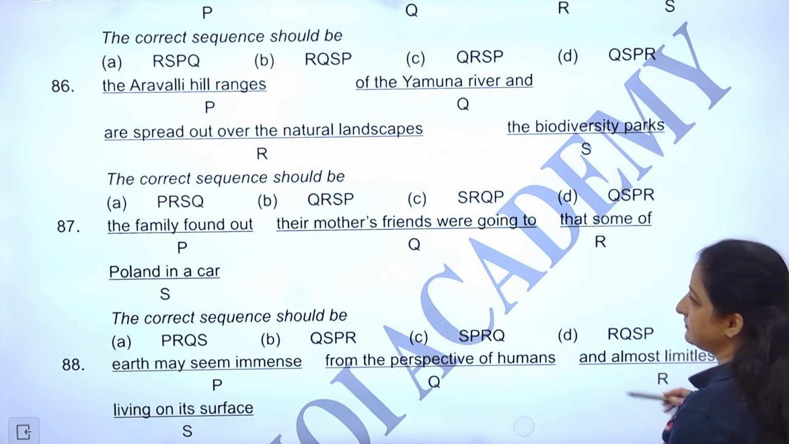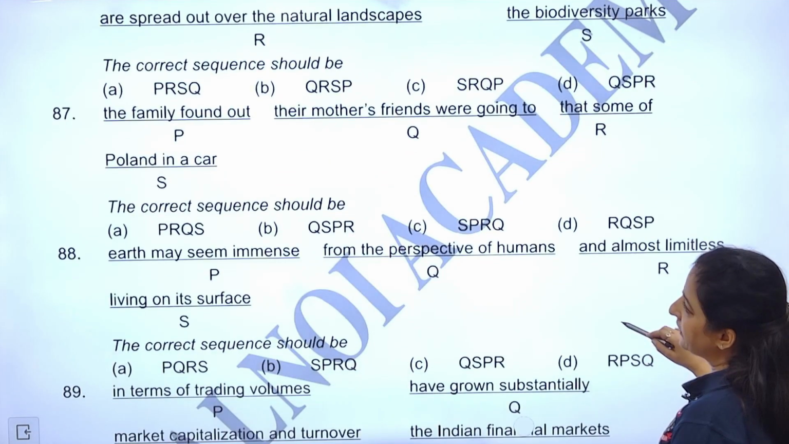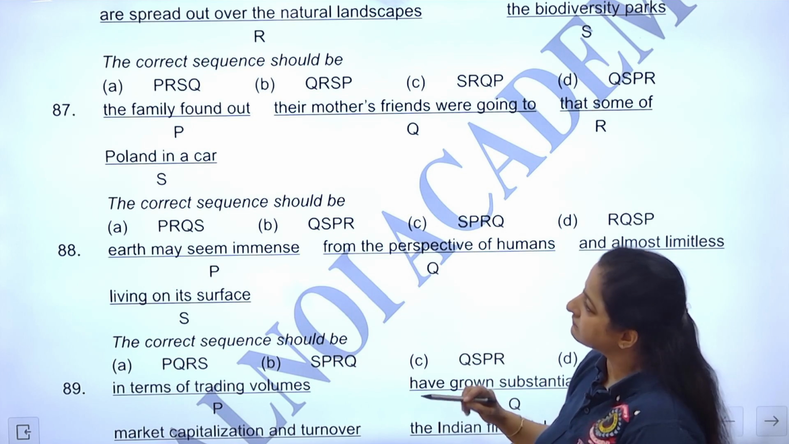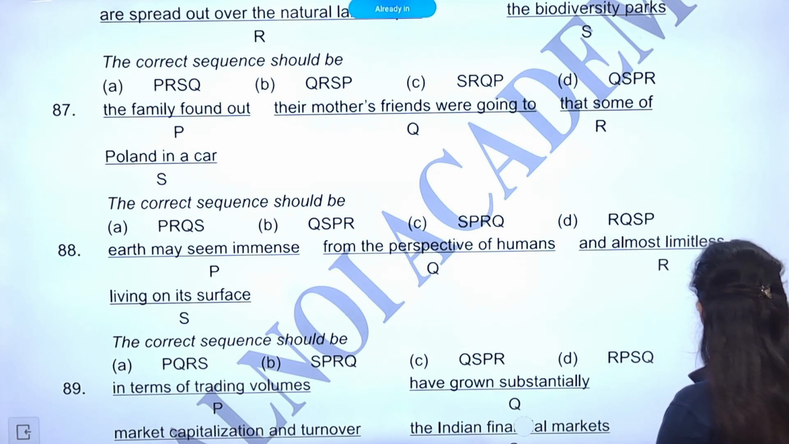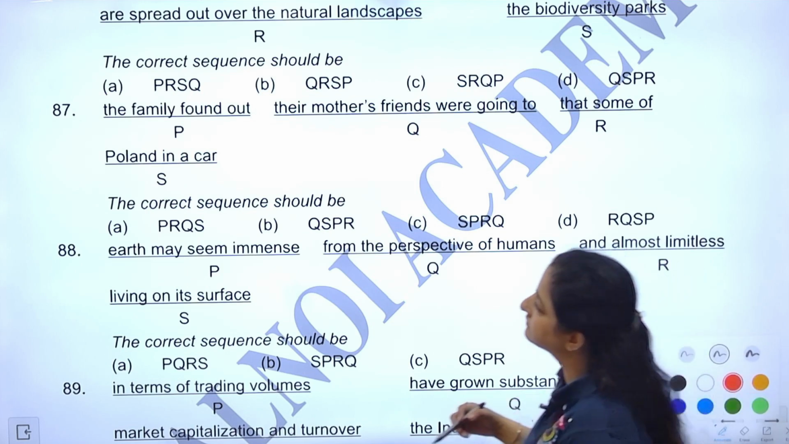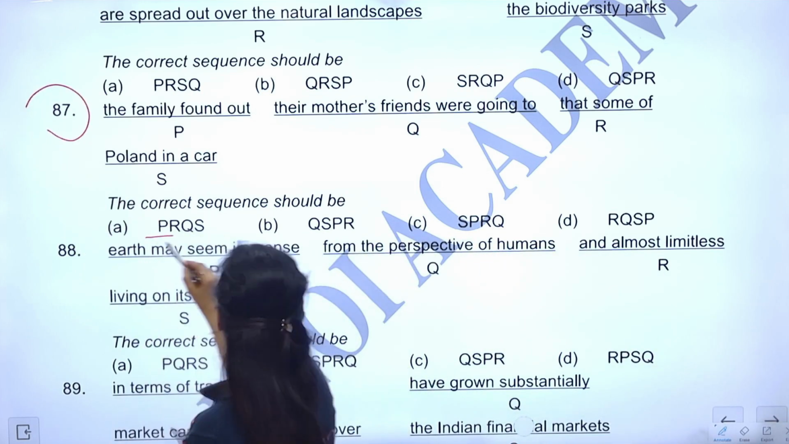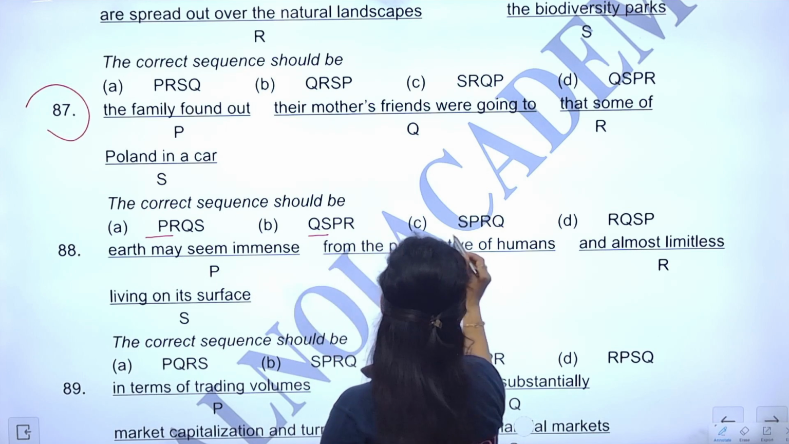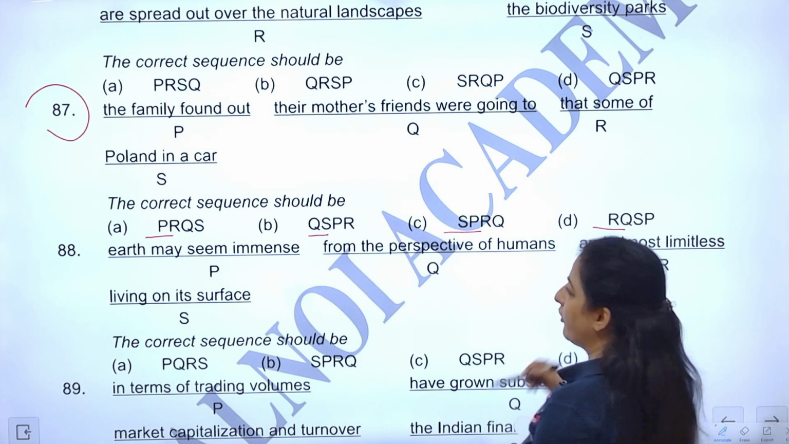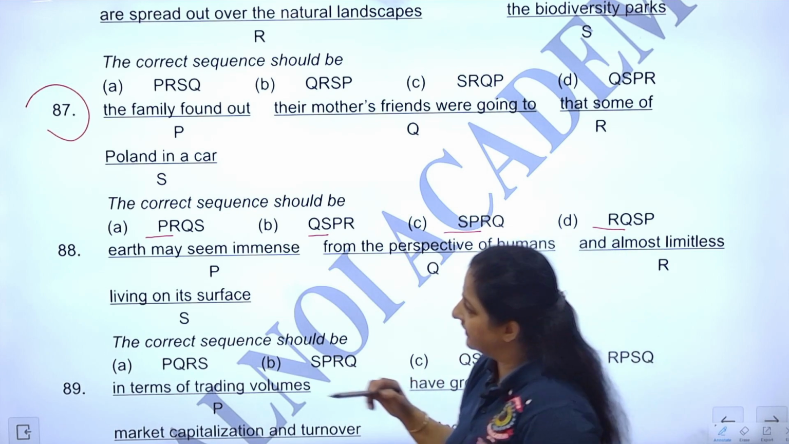Moving on. Question 87. Let's read the option. Beginning with, we are doing 87. Alpha beginning with P, then Q, S. Okay, all four options are there. PQR, everything is fine. Let's do alpha.